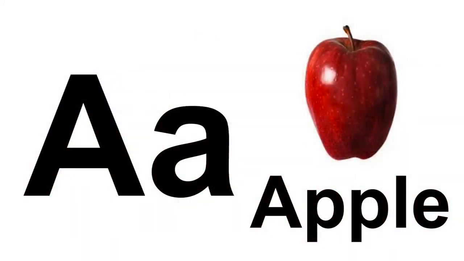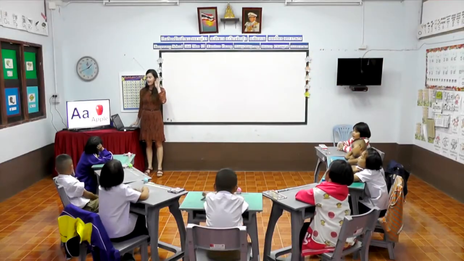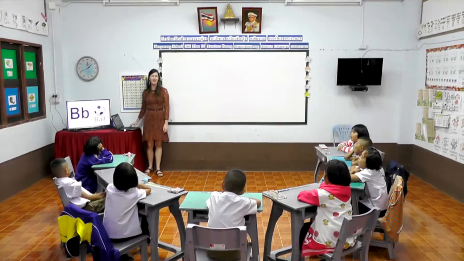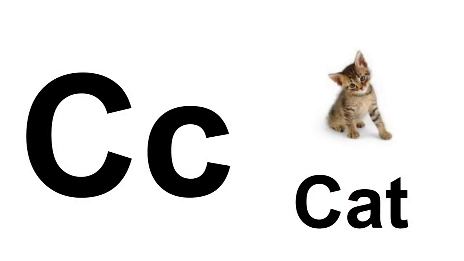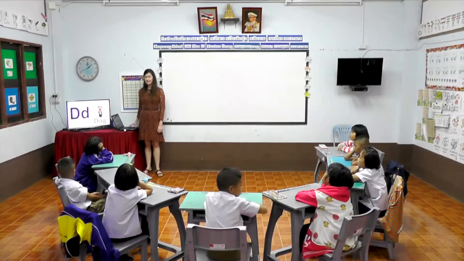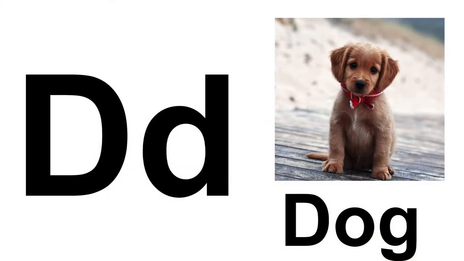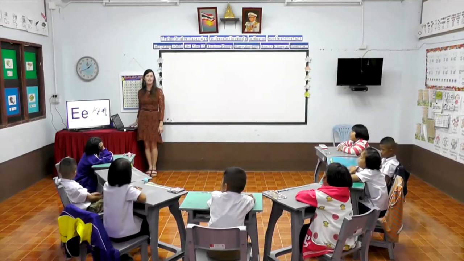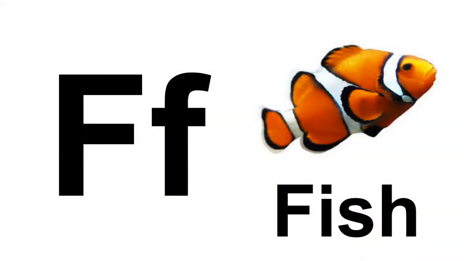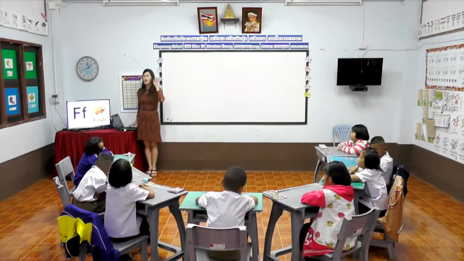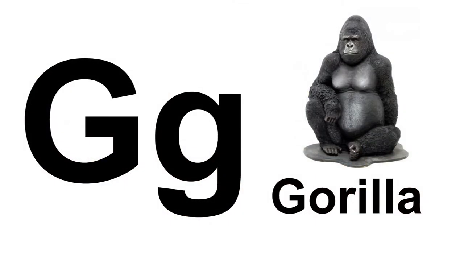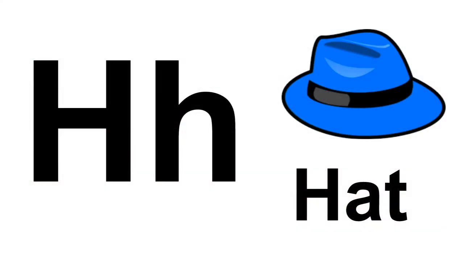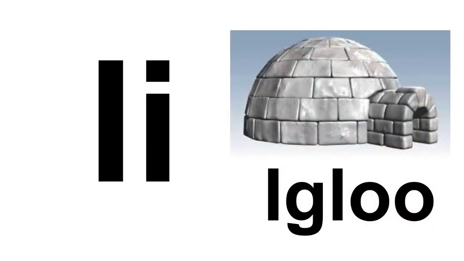I want to hear everyone. A is for apple. A, A, apple. B is for ball. B, B, ball. C is for cat. C, C, cat. D is for dog. D, D, dog. E is for elephant. E, E, elephant. F is for fish. F, fish. G is for gorilla. G, g, gorilla. H is for hat.